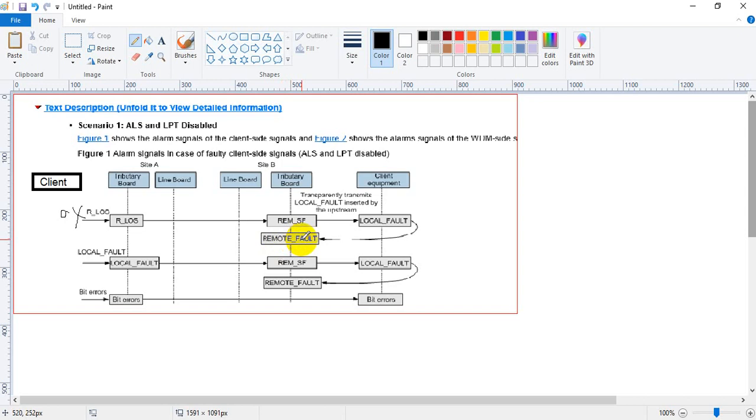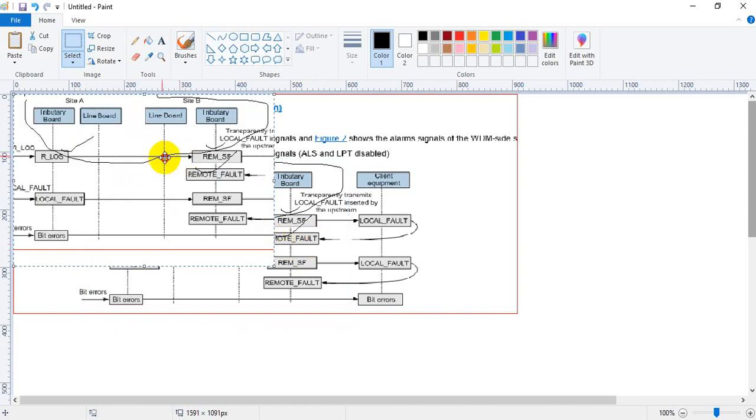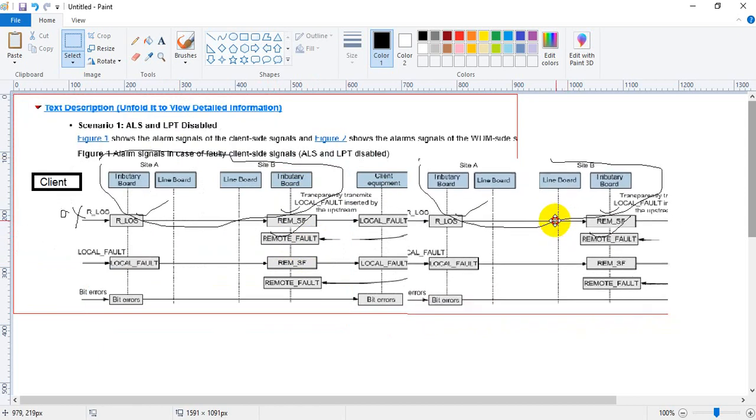In general cases, the provider network is between this and this, if it is a point-to-point network, and then the provider network NMS operator can observe only these alarms: R_LOS, remote signal failure, and remote fault. But if these further networks also belong to the operator, then this kind of scenario, I'm just pasting it for understanding, is being created.